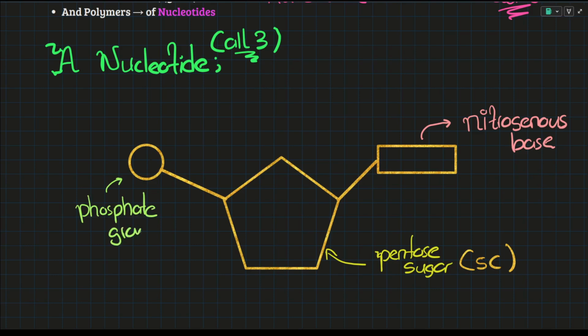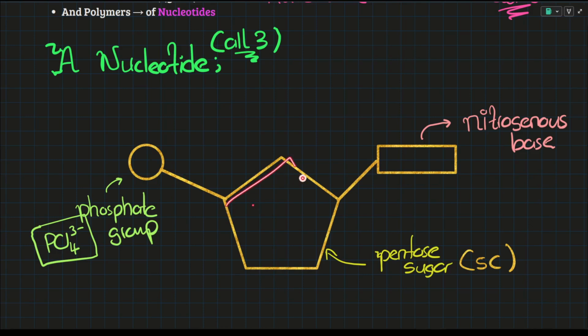I will also write down the formula for phosphate. That would be PO4 minus. This is the formula of the phosphate ion. Yep, phosphate ion like so. And this is the basic nucleotide structure.